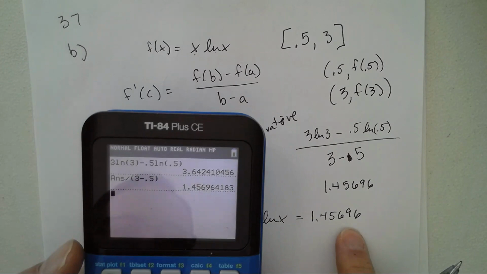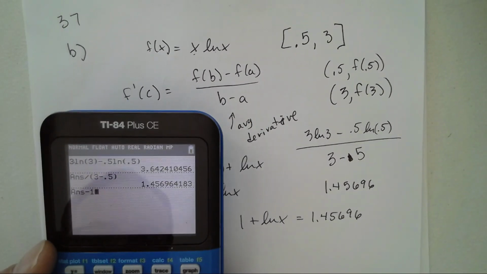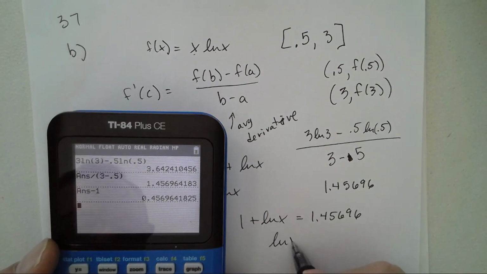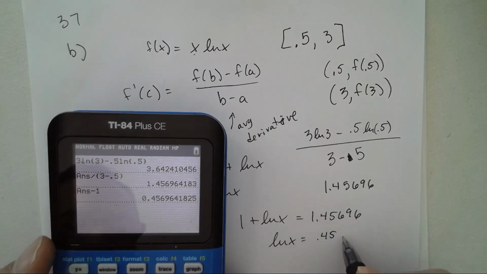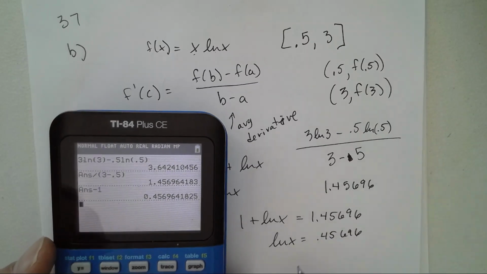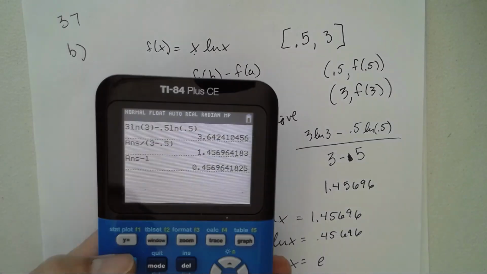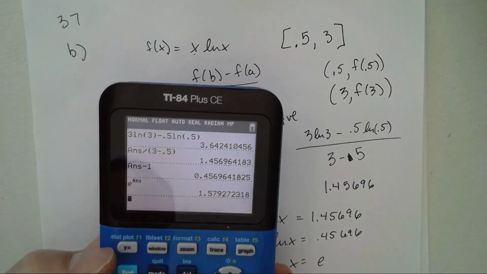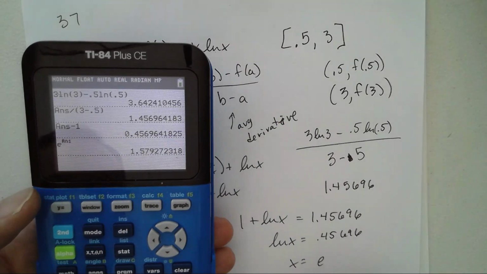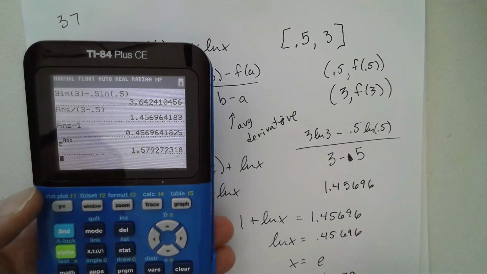I still have that stored in my calculator. I'm just going to subtract 1. So then I have natural log of x equals 0.45696. And then e to the power, so x is e to that. So I'm going to go e to the answer, and we have 1.579. That's our c.